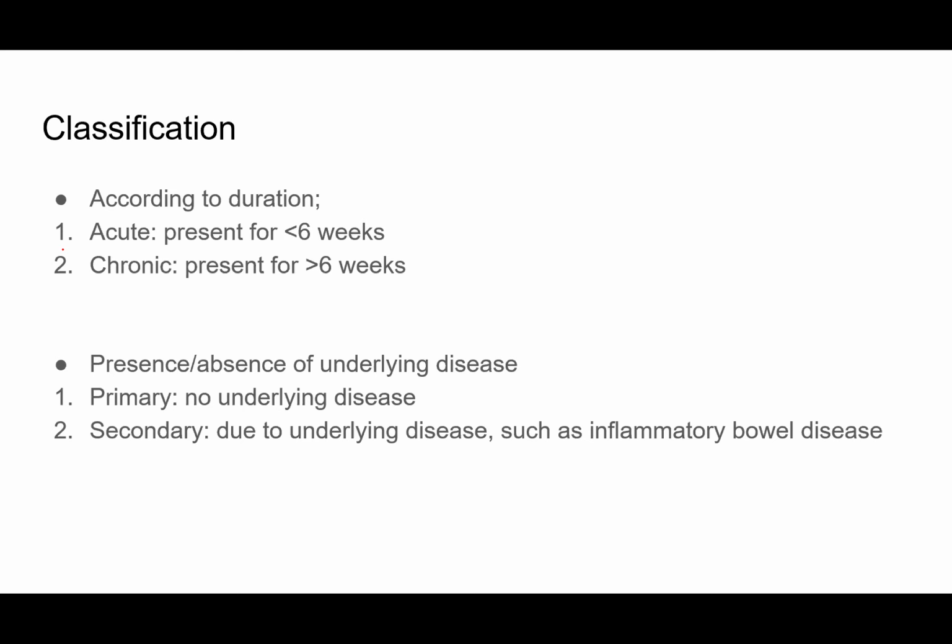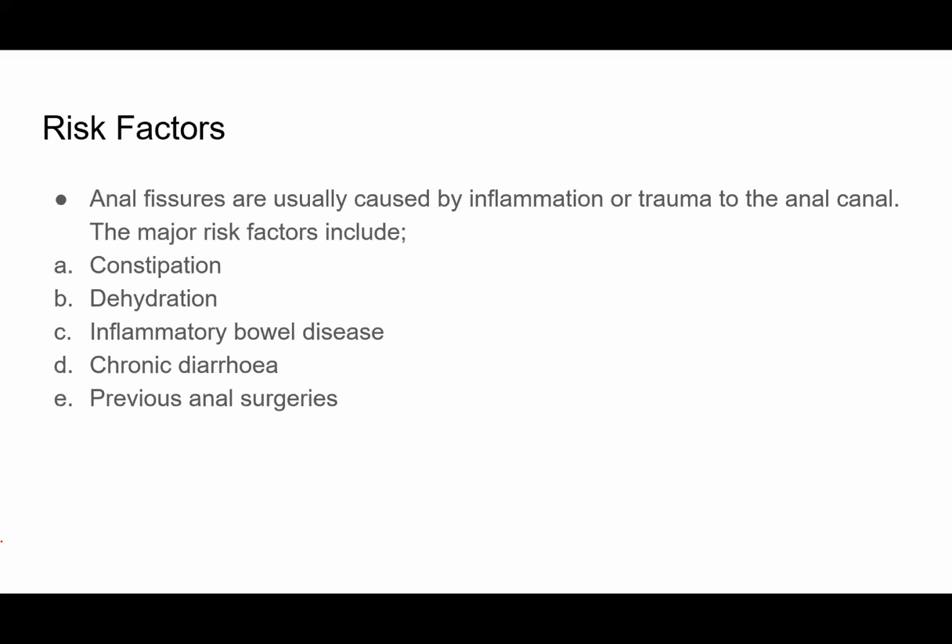It can also be classified based on presence or absence of underlying disease. Primary fissures are fissures in which there is no underlying disease, while secondary fissures are fissures due to an underlying disease, such as inflammatory bowel disease. Anal fissures are usually caused by inflammation or trauma to the anal canal. Risk factors include constipation, dehydration, inflammatory bowel disease, chronic diarrhea, and previous anal surgeries.